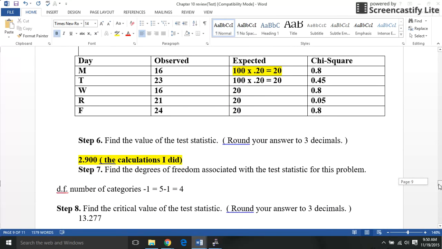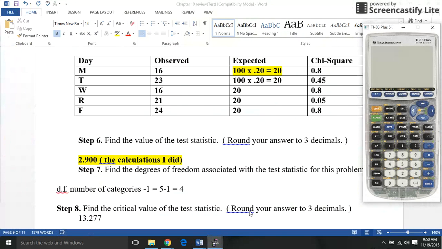The next step wants me to find the test statistic. If you have the calculator, you can put in your observed and expected into your list set and it'll run it for you. But some of you don't, so I'm going to show you how to do it by hand. So the first thing I'm going to do is as you can see up here, I did Monday, which is 16 minus 20, which is the expected. I squared it, and then I divided by 20 to get 0.8. I recommend you do it in this format where you use all the parentheses I did to get the correct number. The TI calculators are very particular about the way that you put stuff in.